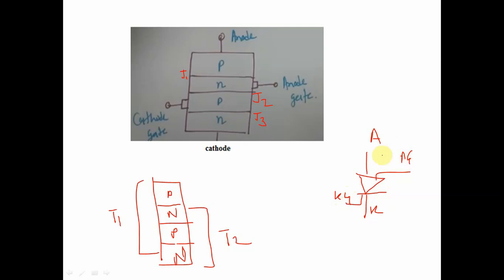So the most important point is that when a positive supply is applied to the anode gate, SCS will be turned off, and when a positive supply is applied to the cathode gate, SCS will be turned on. This is the most important parameter related to SCS, and this is what makes SCS different. Remember it.